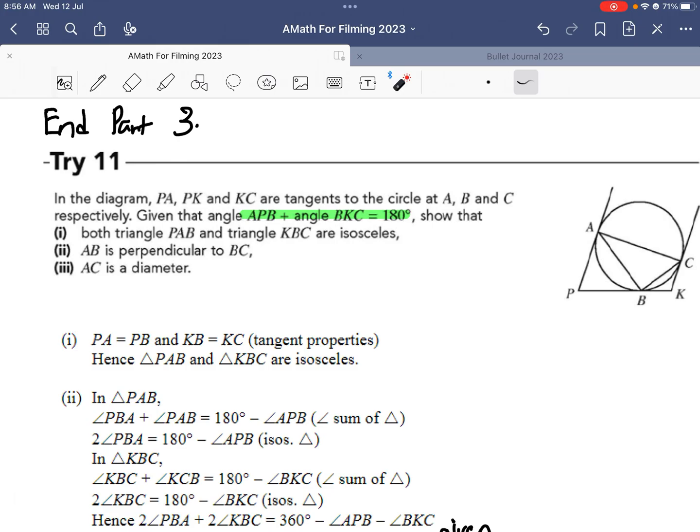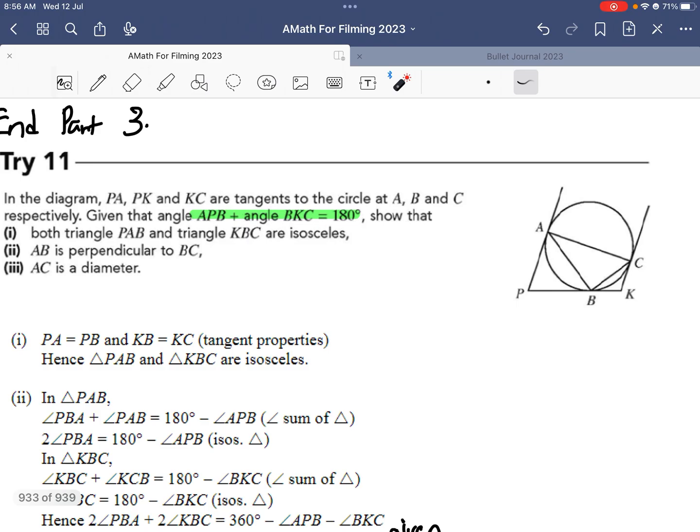First, they want us to prove that PAB and KBC are isosceles. It's a one-liner. AP is equals to PB, tangent to external point. Similarly, BK is equals to CK, tangent to external point. So I can just write there, PA is PB, KB equals to KC, tangent properties. Hence, both of them are actually isosceles.